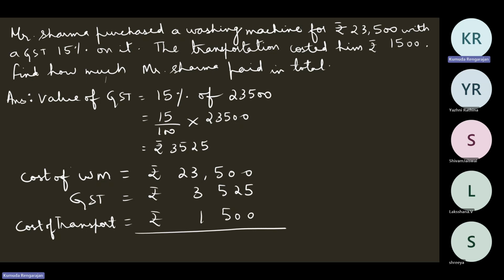So the WM is washing machine, children. Cost of washing machine rupees 23,500, GST 3,525, and cost of transport 1,500. So the total of this is what Mr. Sharma has to pay in total: 28,525. Yeah. So remember, if nothing is mentioned, the tax value is not included. You will have to find tax and add it to the cost of the product.